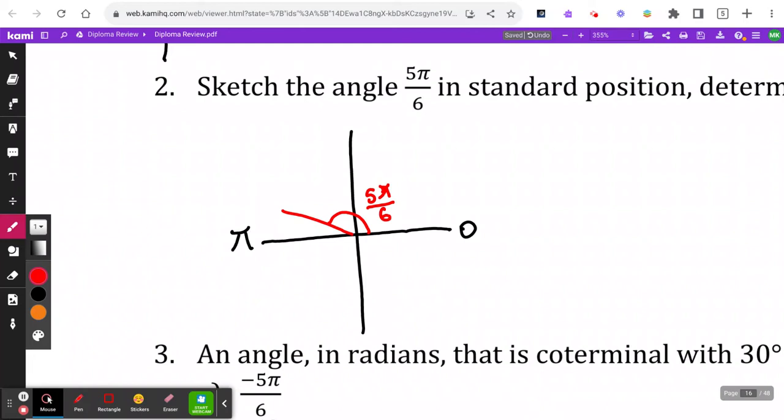But if they said, hey, I want you to sketch 5 pi over 8, that means they've broken the top into 8 pieces. You want 5 of them. And then you can kind of estimate where your sketch is going.